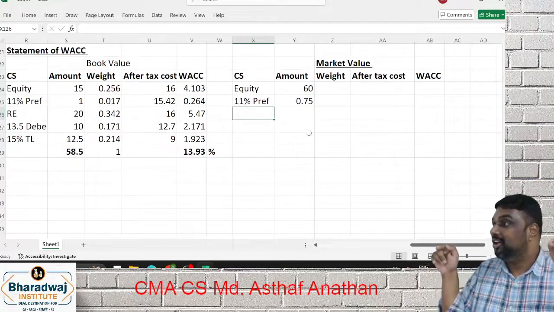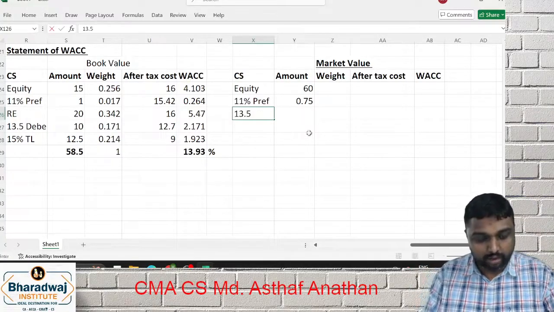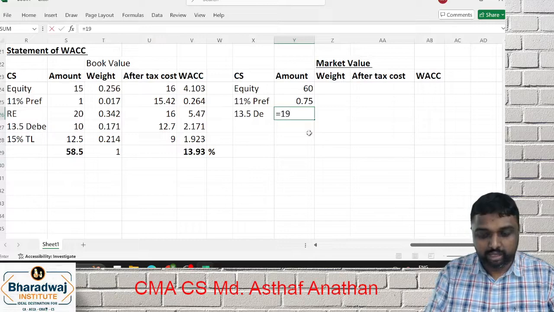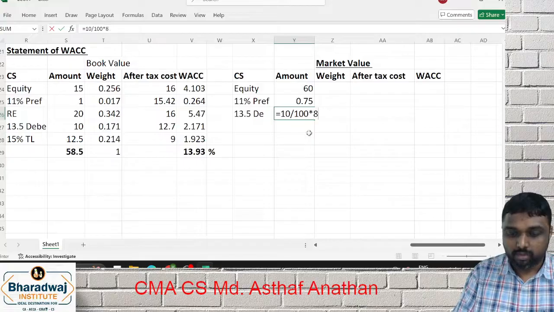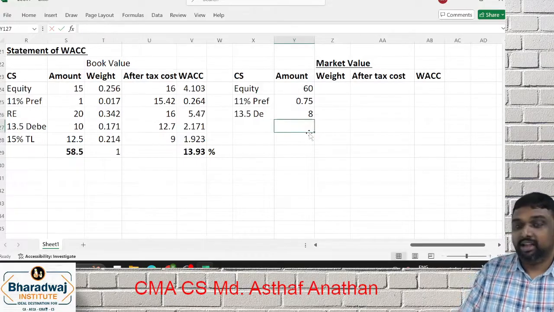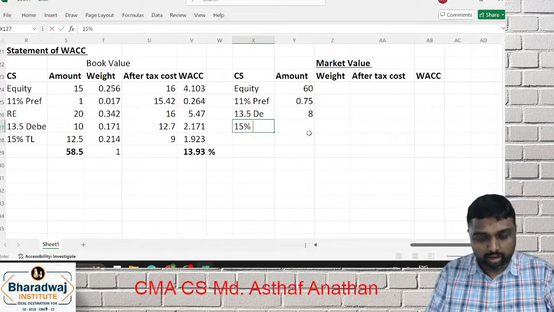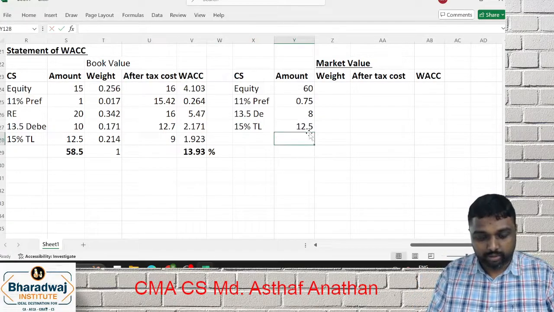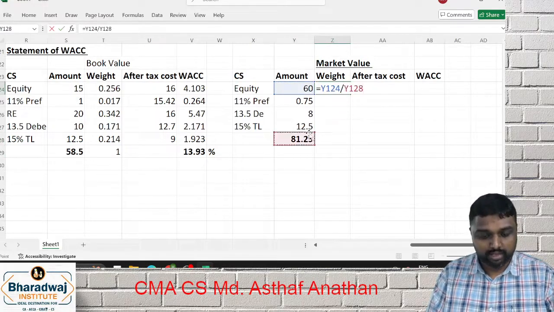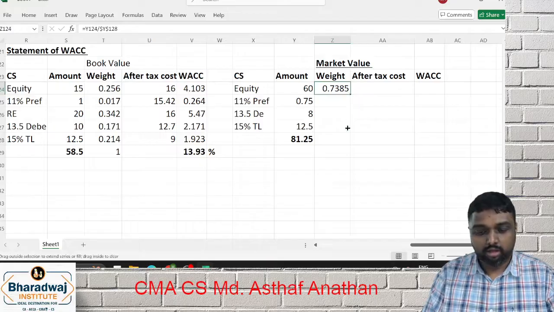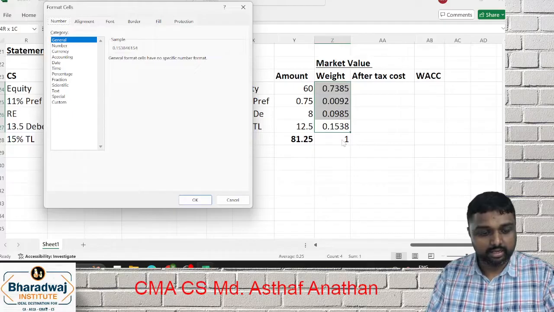Next, retained earnings. Will you consider or not? In market value, ignore. You won't consider it. Now, 13.5 debenture. The value is 10. Face value 100. What is the selling price right now? Now it is only 80. Are you able to understand, friends? Next is what? Term loan. We know term loan will not change. It will remain the same. Since I am using Excel, for me, just like this. We know the cost will not change. You can take 3 decimals, that is enough.